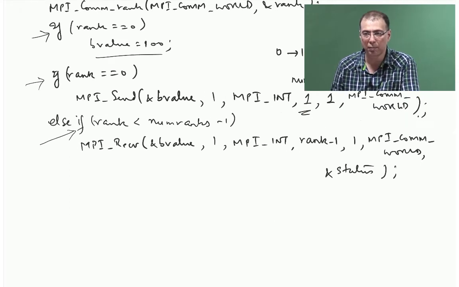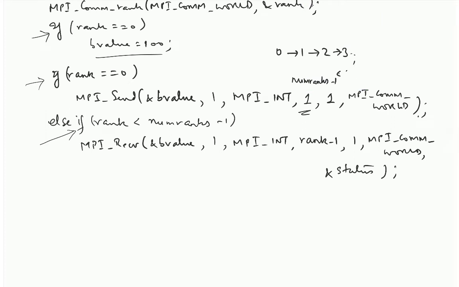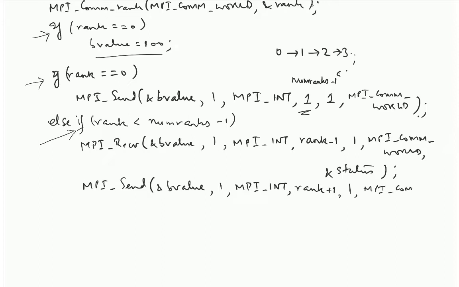All right, so now I receive the data, and what do I do after receiving the data? What do these processes have to do? Pass it to the next rank. How do I do that? That's similar to what I've already done for rank 0. Now my b value actually has the data, so I can send that data: one element of type MPI int. What rank do I want to send it to? Rank plus 1, tag 1, MPI com world. So this is the code for all the other ranks except for the last rank.